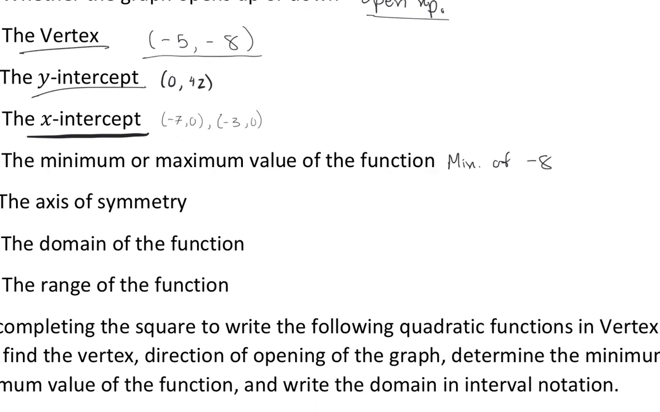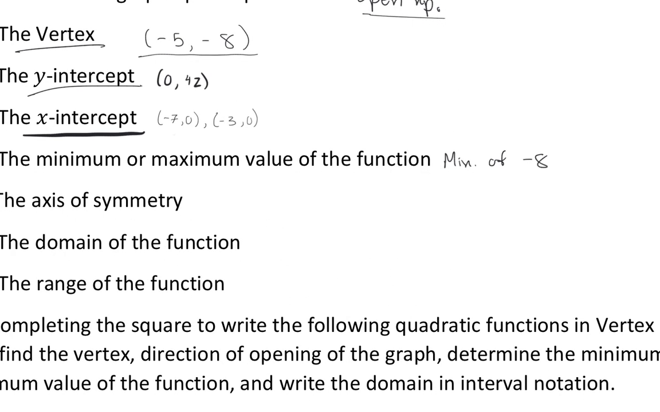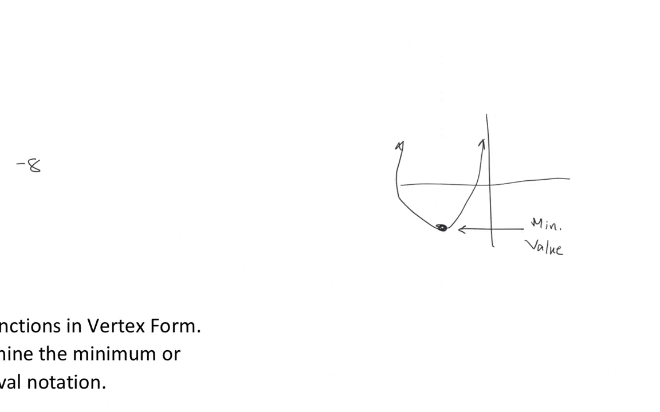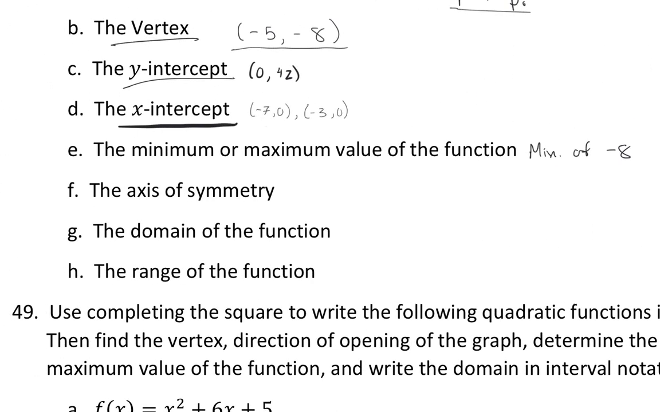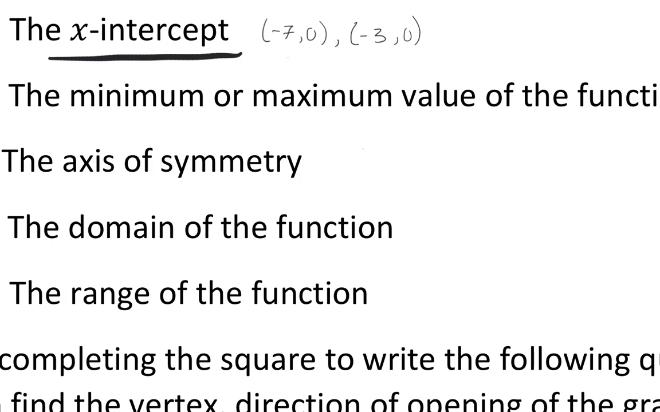On to F, we want to know the axis of symmetry. Again, the axis of symmetry just has to do with the vertex. So coming back to our sketch here, our parabola is going to be symmetrical about our vertex. So this line, to get that, we have x equals -5, just from our vertex. So the axis of symmetry here is just going to be x equals -5.